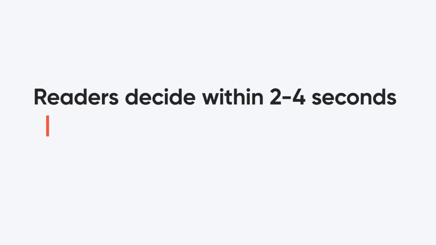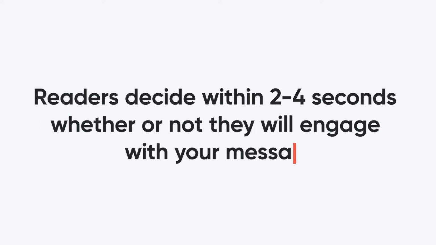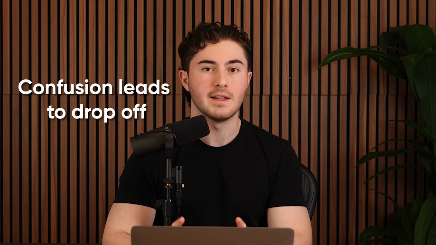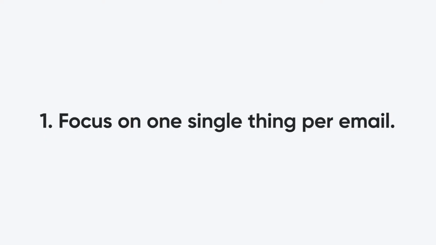Readers decide within 2 to 4 seconds if they're going to engage with the rest of your message. So if they can't understand the message that you're trying to convey or what you're showing them, then they're going to simply click off your email. Confusion leads to drop-offs. Instead, how to avoid this is number 1, focus on one single thing per email.